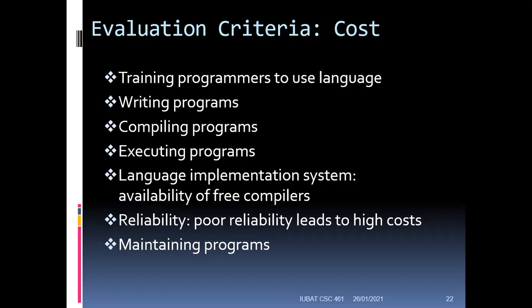Okay, then is the language implementation system. So for your programming language, or the programming language that you're trying to use, do they have free compilers to develop the system or not? Finally, the reliability, which we will discuss in the next class. Whether the reliability of the programming language is high or poor. If there is poor reliability, that means your program cannot be easily relied upon, and it sometimes crashes. In that case, the cost will be higher.